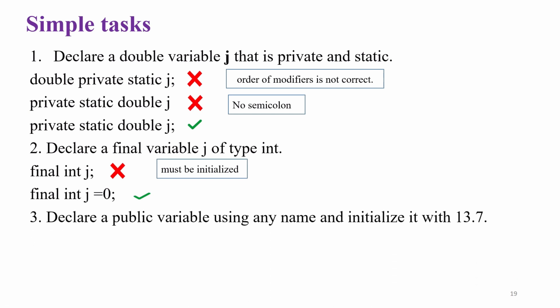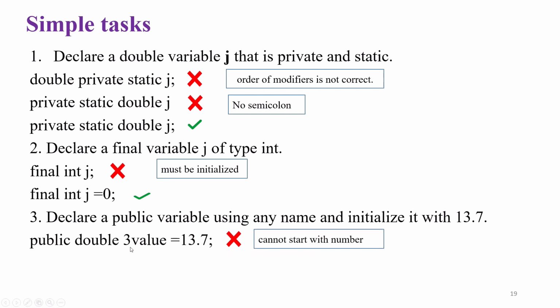Task 3. Declare a public variable using any name and initialize it with 13.7. Public double 3value equals 13.7. Do you think this is correct? No, it is wrong. Why? Because here the variable name starts with 3, and it is illegal. Another answer. Public double value3 equals 13.7. Do you think this is correct? Yes. It is absolutely correct. Guys, this is all about the theoretical concepts of variables, and now we will see the practical.